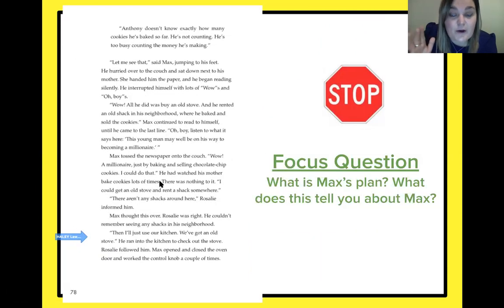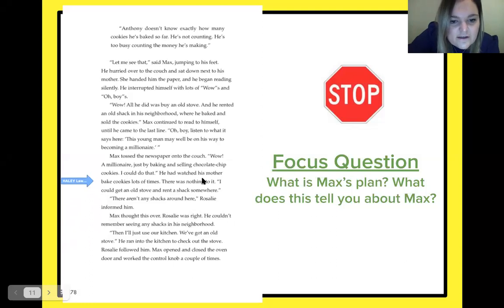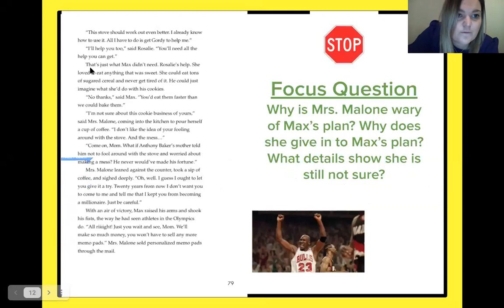All right, so let's pause here for a second, see if you can figure out what is Max's plan. So hopefully you see that his plan down here is right here. I could get an old stove and rent a shack somewhere. Does that work out for him? No, his sister says there aren't any shacks around here. So what did that plan tell us about Max? Right, he doesn't think things through. He's just like, let's do it. And there's not a plan that's all the way thought out.